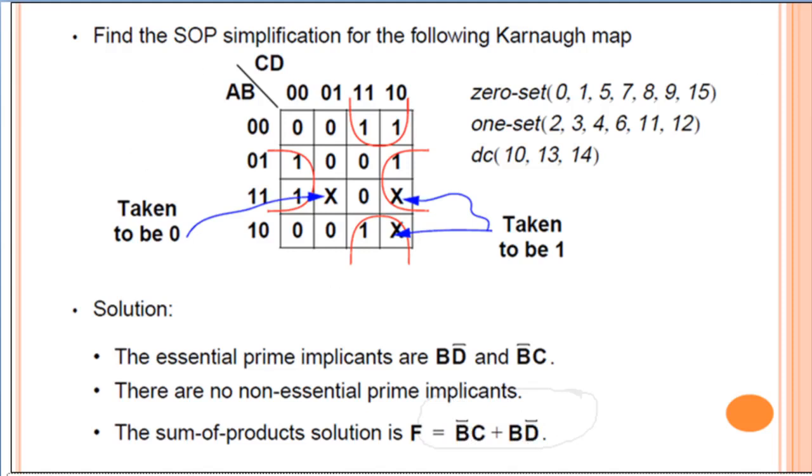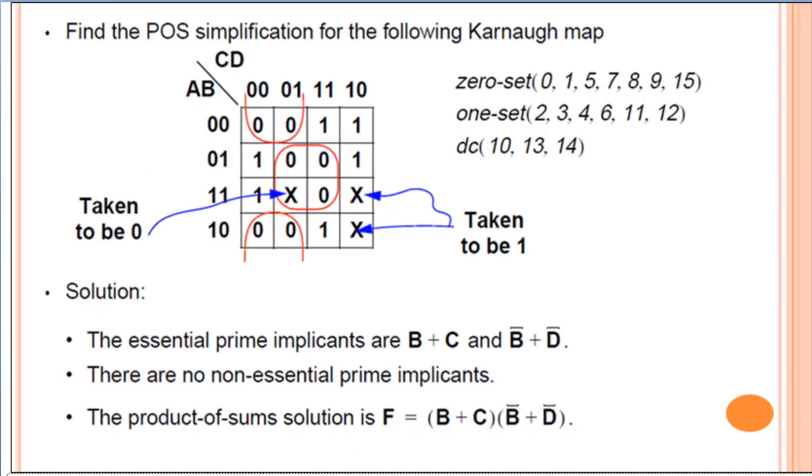Okay, so that's all from this lecture. Now in the next lecture we will discuss some examples for this simplification of K-map in the form of SOP form and POS form.